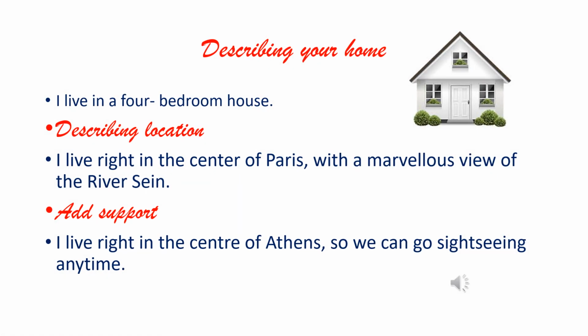Describing your home. Here's an example: I live in a 4-bedroom house, and do not write there are 4 rooms in my house. You should also describe location, like I live right in the center of Paris with a marvelous view of the River Seine. And you should add support to what you say, like I live right in the center of Athens, so we can go sightseeing anytime.